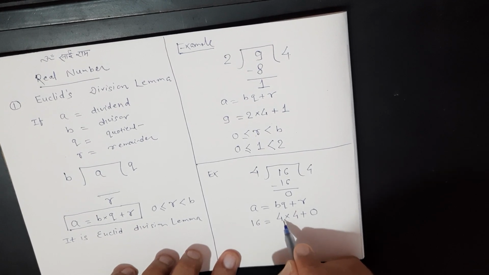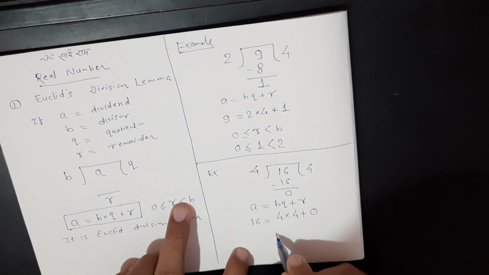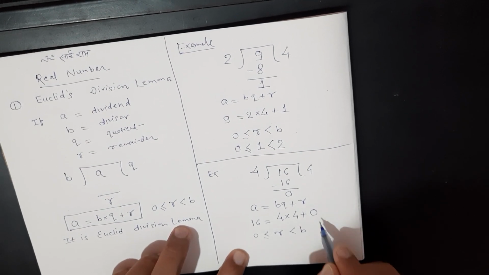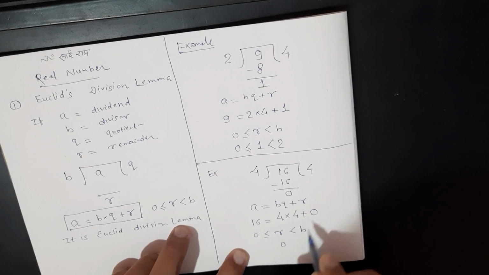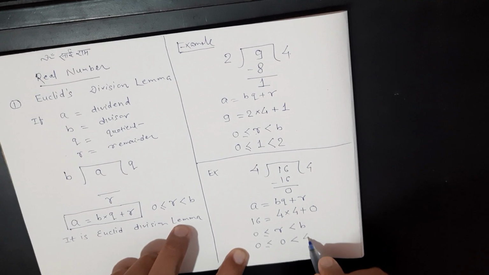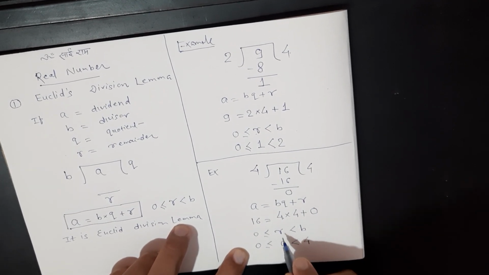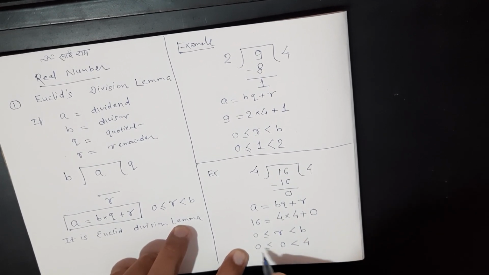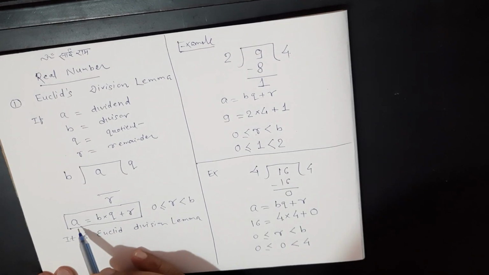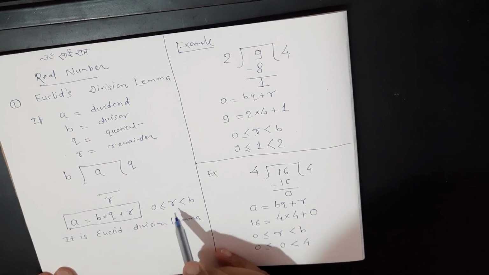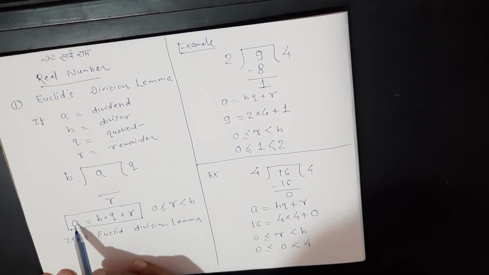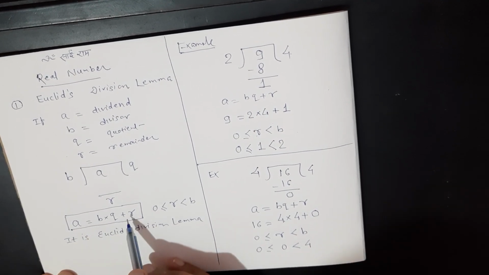Look at it, it is A, B, Q and R. And what is the criteria of R? Where R equals 0. And what is B? 4. Now see, your remainder is equal to that number and less than 4. So in all the situations, whenever A equal to BQ plus R follows, always your remainder lies between these two numbers. So this is Euclid division lemma.